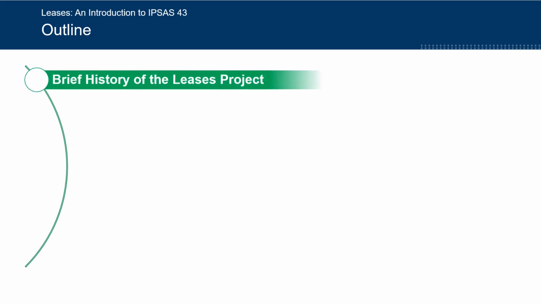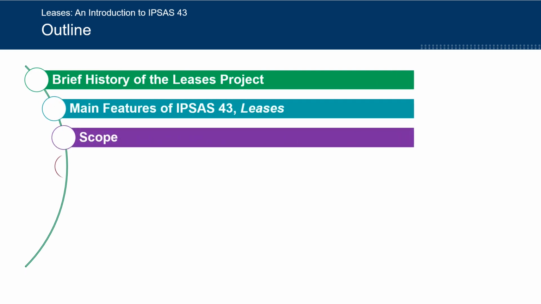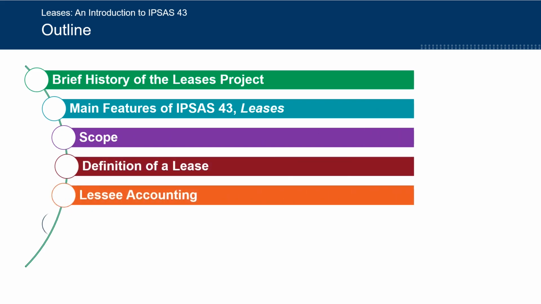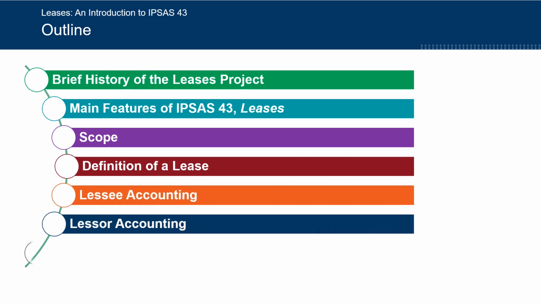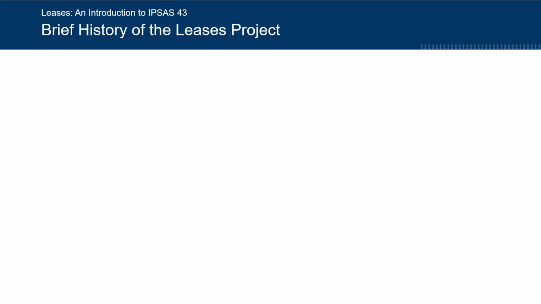A brief history of the Leases project, the main features of IPSAS 43, the scope of IPSAS 43, definition of a lease, lessee accounting, lessor accounting, and sale and leaseback transactions. We'll cover the next steps for this project at the end of the webcast. IPSAS 43 was issued after the review of responses to Exposure Draft 64 Leases. João, can you explain why IPSAS 43 was issued?